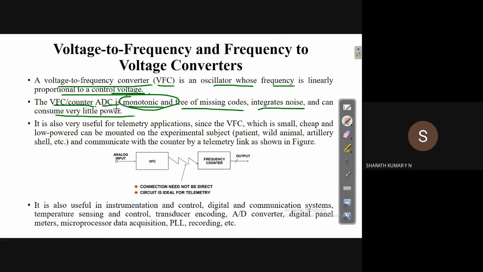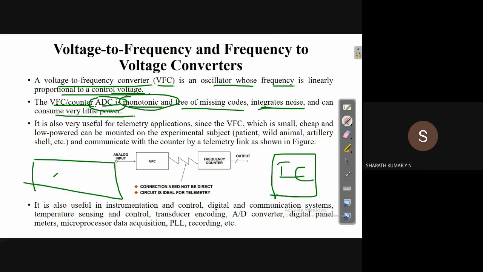Monolithic means it is an integrated device. It is a single device which has a counter as well as an ADC, analog-to-digital converter, and it is free of missing codes. That means it continuously monitors the input voltage. Accordingly, it will generate the output frequency. Okay, it integrates noise and consumes very little power because it is available in the form of an IC. As long as the circuits are available in the form of an IC, the power consumption is reduced compared to a circuit on a breadboard. So rather than connecting on a breadboard, the IC form is always advantageous.